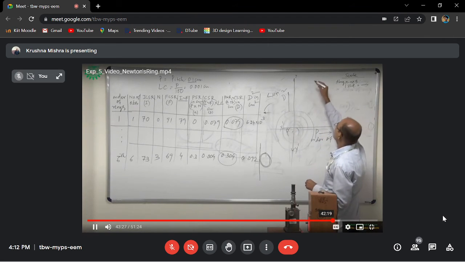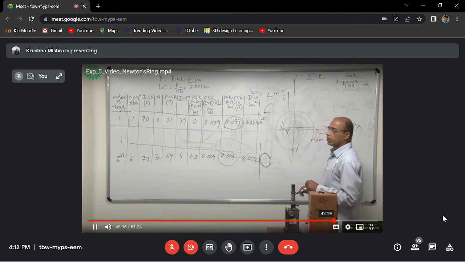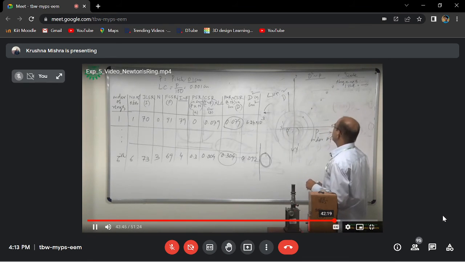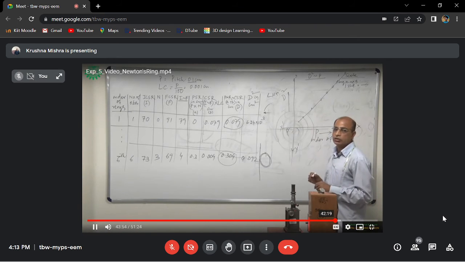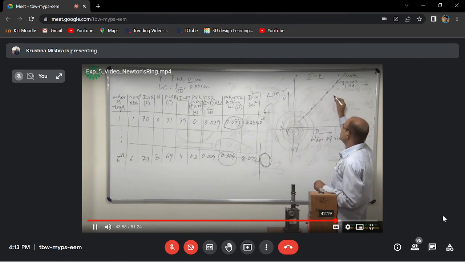Then at the top of the graph, d square versus p, it should be clearly mentioned. Then we will plot the points. Then we will find a line. A perfectly linear graph we will find. We should not join all the points.